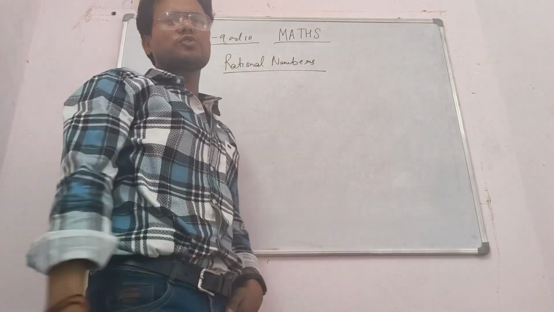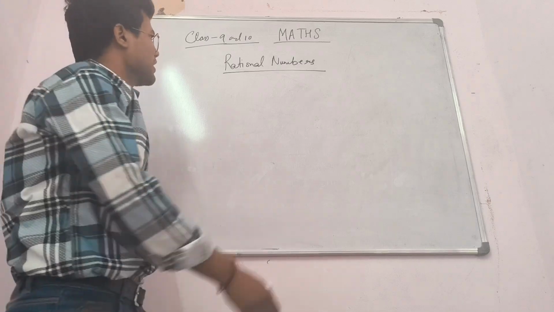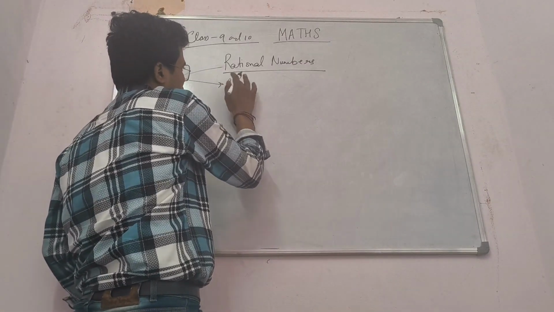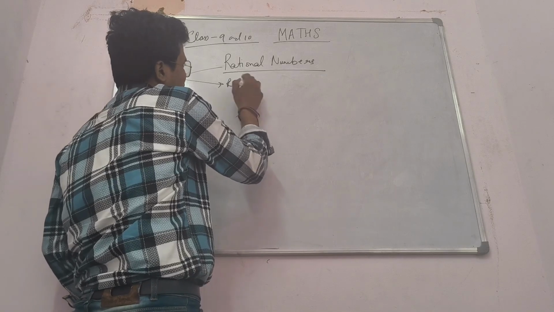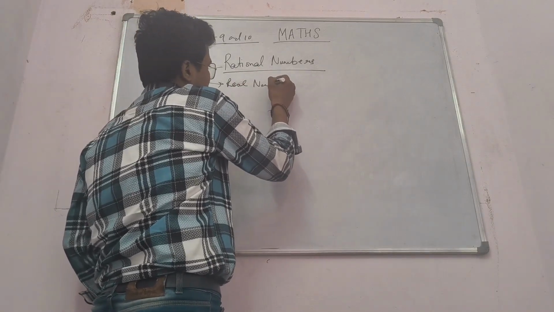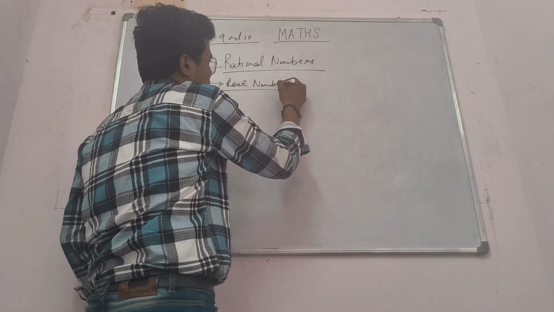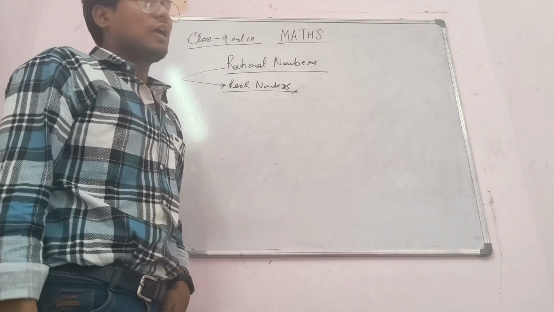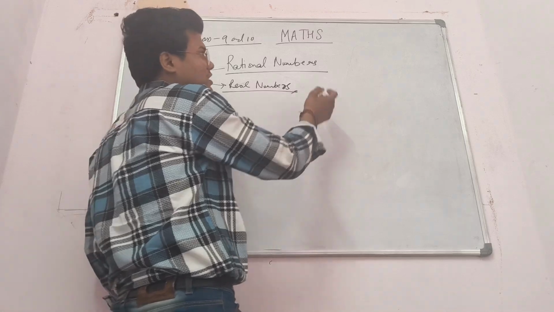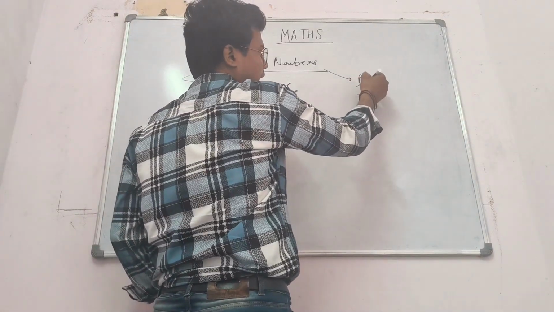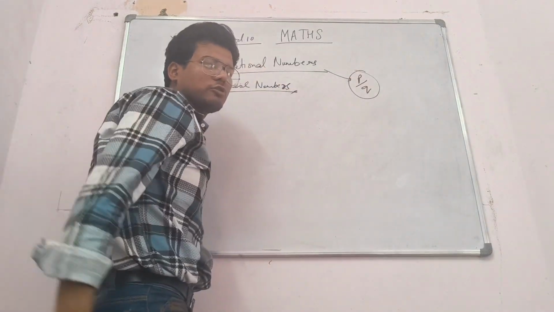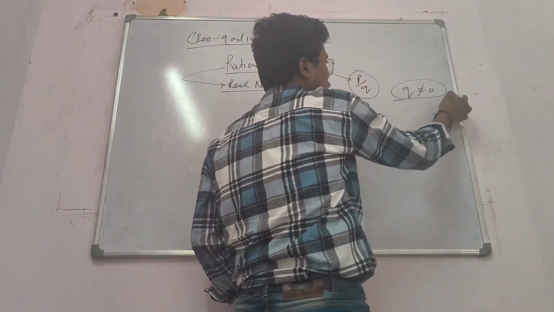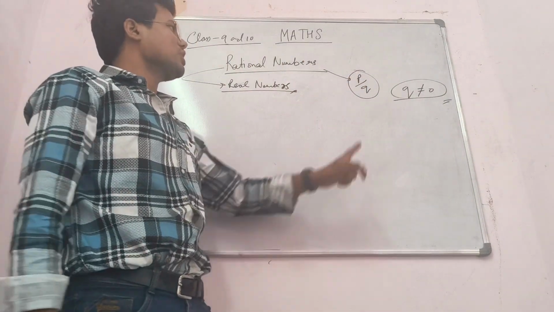Rational number means first we should know what are the rational numbers. Rational numbers follow the category of a real number. First of all, all the rational numbers are real numbers. Any number that can be arranged in the form of p upon q is a rational number, but the condition is that q is not equal to 0. That is a rational number.